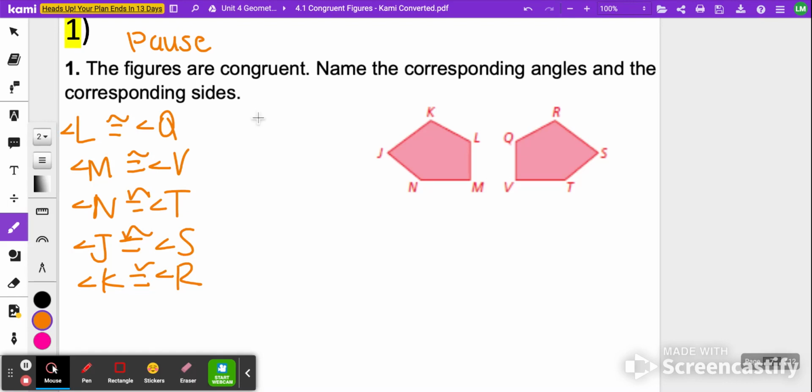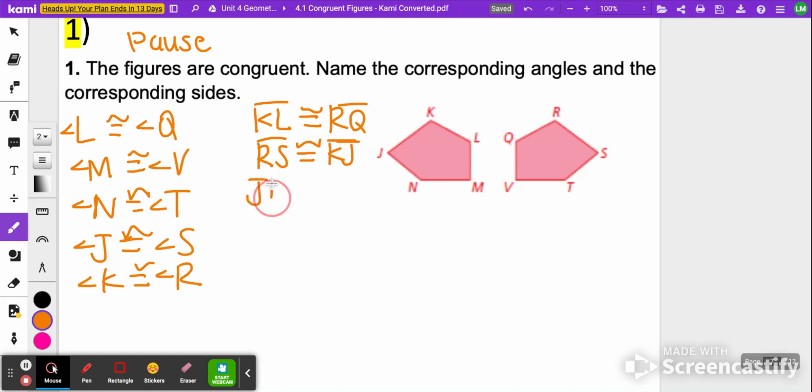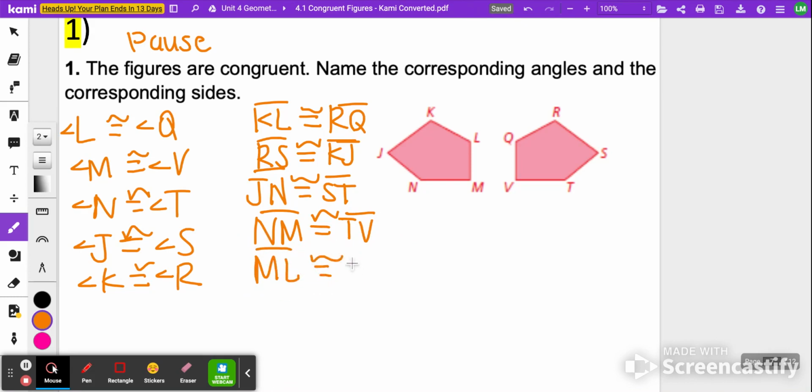The next thing we want to do are our sides. If I start with KL, I would also need to correspond it with the matching letters RQ. If I start with RS, I want to correspond that with KJ. Or if I start with JN, I want to correspond that with ST. And then if I do NM, that corresponds to TV. I think I missed one more. ML corresponds with VQ. So just make sure that you're matching the letters with the matching letters on the other figure.